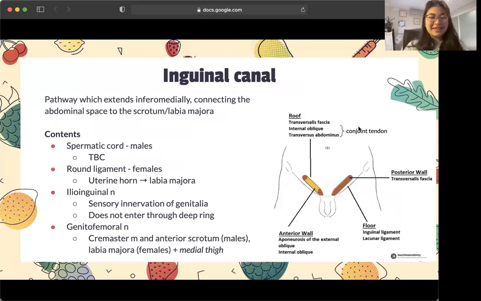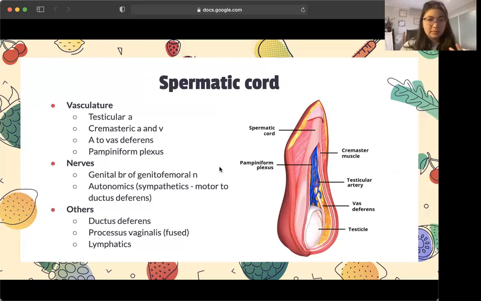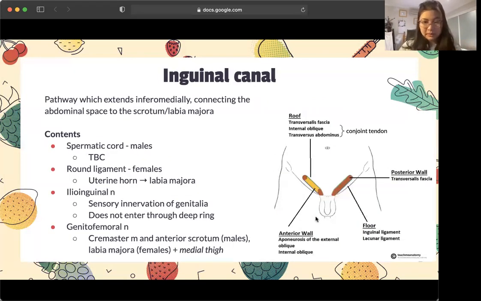Okay, so the inguinal canal. We all love the inguinal canal. It is the pathway which extends inferomedially from the abdominal space, going either to the scrotum or the labia majora in males and females respectively. You can spend time learning the roof and all the different walls, and there's a really good mnemonic for this, MALT, M-A-L-T. But we're not going to focus too much on that today because they tend to assess the contents a little bit more.